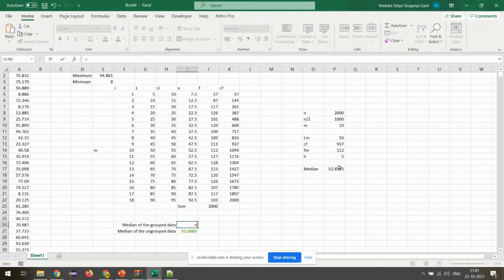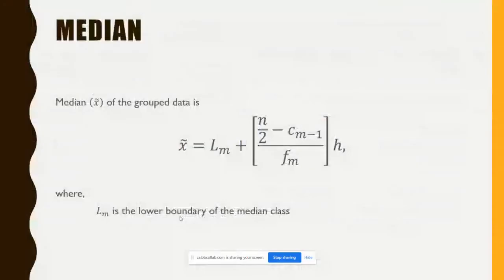Let me copy directly from here. So we see this value, which is in red, is a very good approximation of this. Again, the question is which one is correct? The one in green is correct because we are directly calculating from the raw data. So remember, every time you calculate something from the raw data, it is more accurate compared to the one we calculate from the grouped data, right?